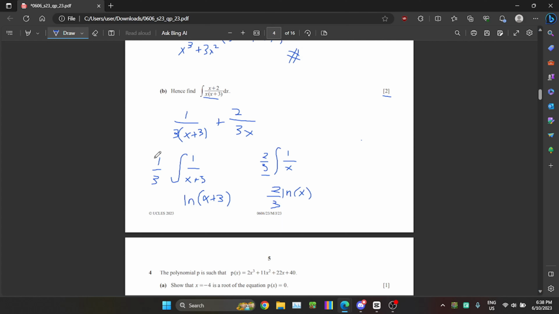So 2 over 3, 1 over 3 like this, and now you just gotta put them back together, so 2 plus. And that's it. I'm not gonna spend time on them, the examiner knows.